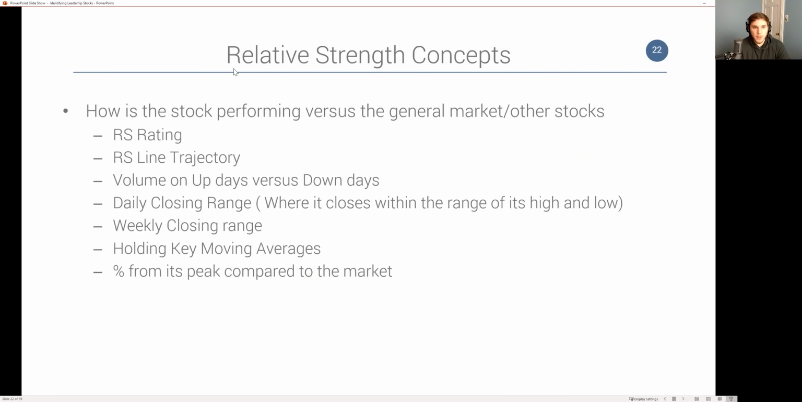In this talk, I want to talk about relative strength a little bit, and there are a bunch of different ways to approach this. Basically, RS is how the stock is performing versus the general market or other stocks. There are a couple of different ways I've highlighted. You can look at the RS rating in MarketSmith, and the RS line trajectory: is it at 1 o'clock, 3 o'clock, 6 o'clock? You want to look at the volume: how is the volume on up days versus down days?